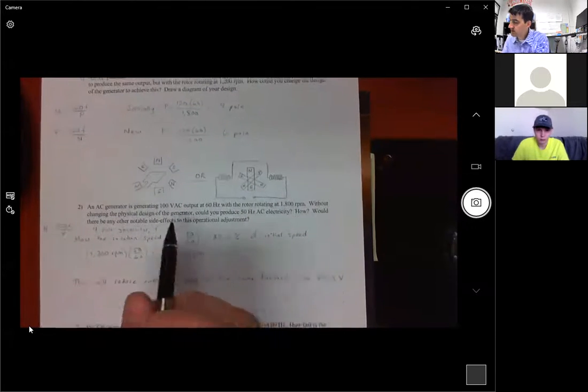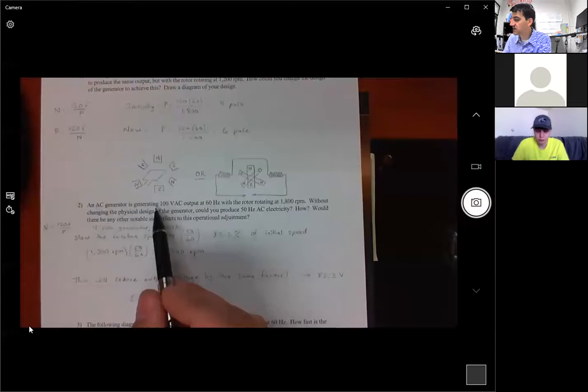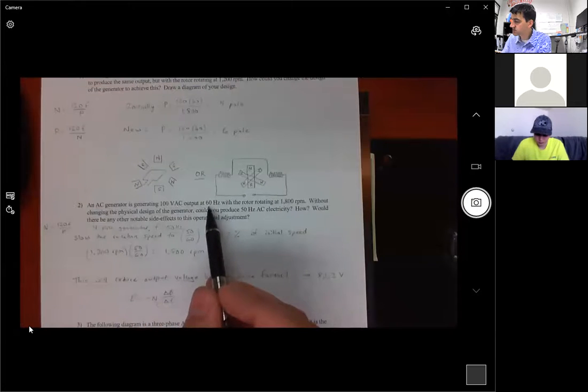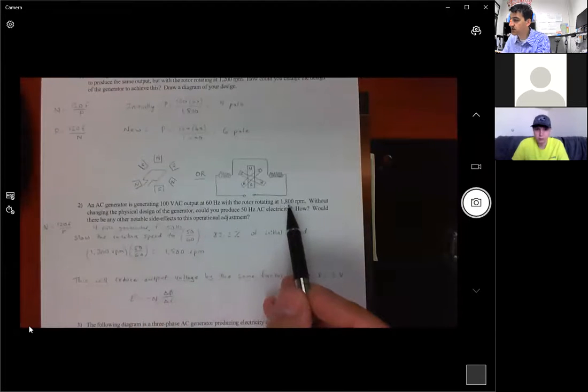Number 2 says we have an AC generator. It's producing 100 volts AC at 60 hertz with the rotor rotating at 1800 RPM.